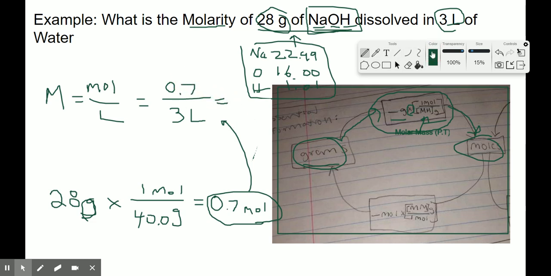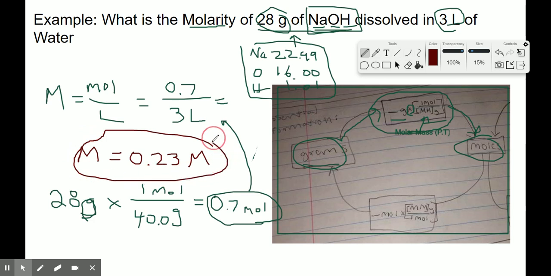So let's change my color to red. My ultimate answer, the molarity is equal to 0.7 divided by 3, is 0.23 molar. Okay, so this is just an example problem, but that's where we use this chart. If you're ever given grams and you need moles, that's what this chart is used for. Or if you're ever finding moles and you need to figure out how many grams that is, you can always go the other way. But I hope that was helpful. Good luck.